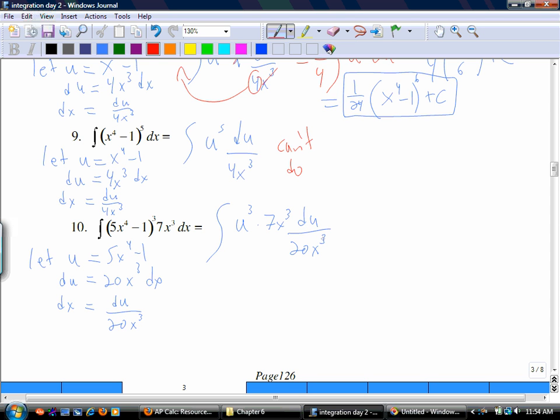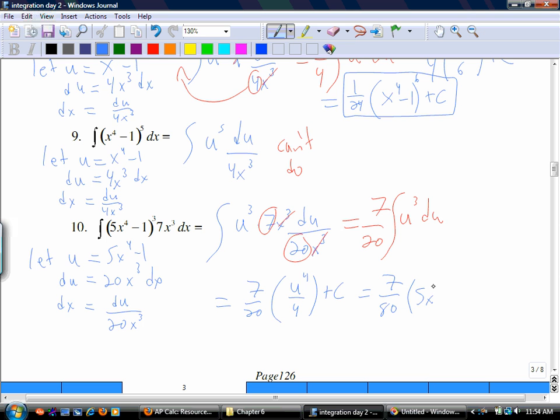This time, what is the coefficient going to be? Good. So it's going to be 7 over 20, right? Because I have the 7 and I have the 20. And that's going to be pulled out in front times the integral of u cubed du. So my 7 over 20 stays. Inside I have u to the 4th over 4. So what's the fraction I have out in front then? Yeah, 7 over 80. I'm going to replace u with what it actually is. So it's (5x to the 4th minus 1) all to the power of 4 plus c.